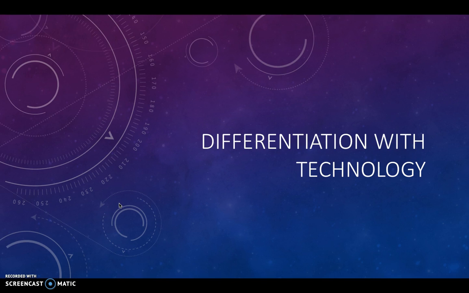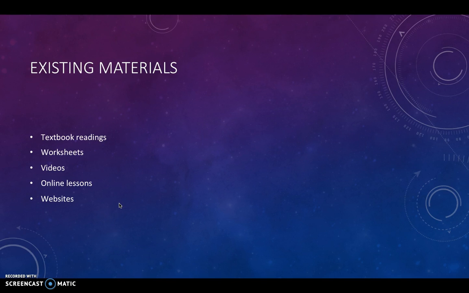So just a word or two on differentiation with technology. You can use existing materials. There are lots of great materials out there that will allow you to differentiate with technology. There are plenty of videos and online lessons. Khan Academy comes to mind as one wonderful lesson opportunity for students to go and learn maybe the things that they're catching up on, or maybe something more advanced.